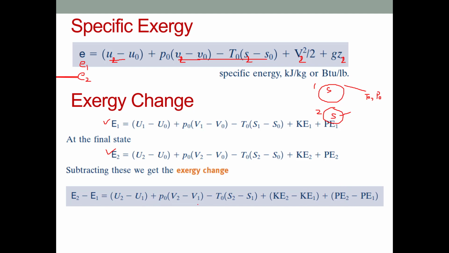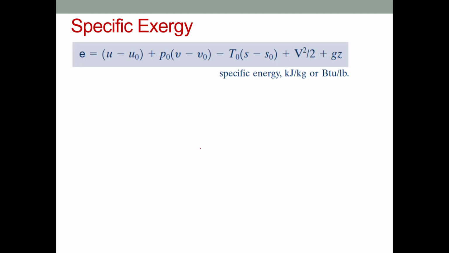Now this equation is based on there being no sigma term, I mean sigma T naught, right? We assume that the process is a steady state process, right? So that's why we have ignored the term sigma T naught. So this was the specific exergy.